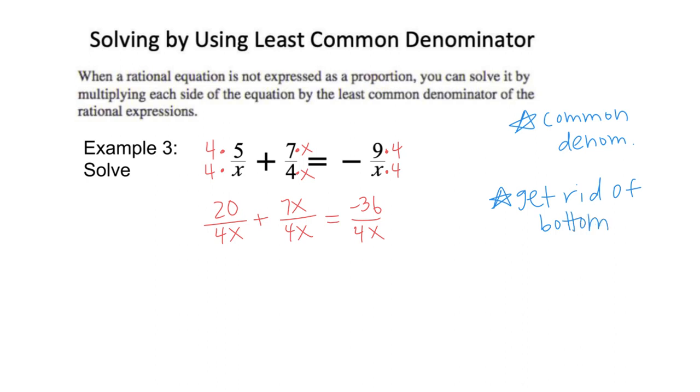And I want to figure out what's going to happen with the equation on the top. So 20 plus that 7x is equal to -36. So now I can just solve the way I would normally solve. So get rid of the bottoms, and then you're going to solve for x.